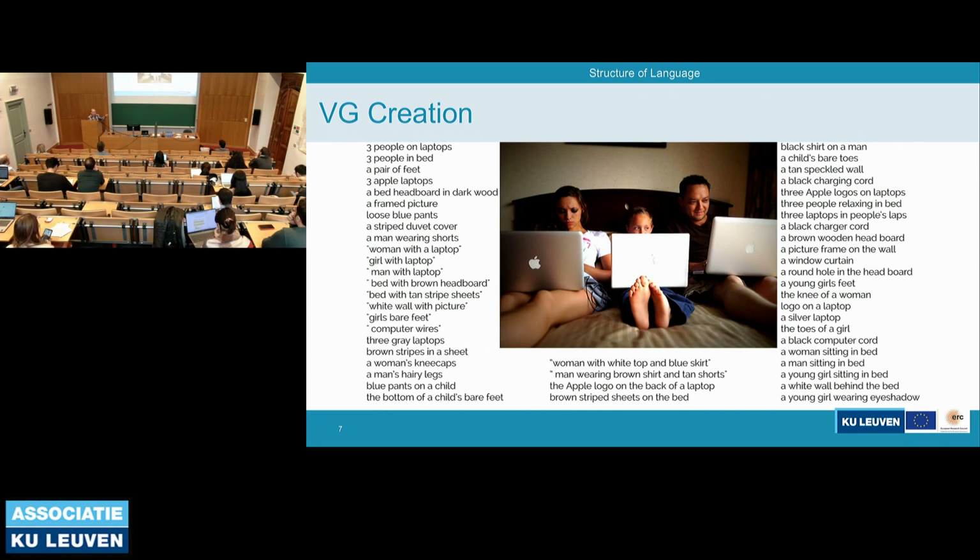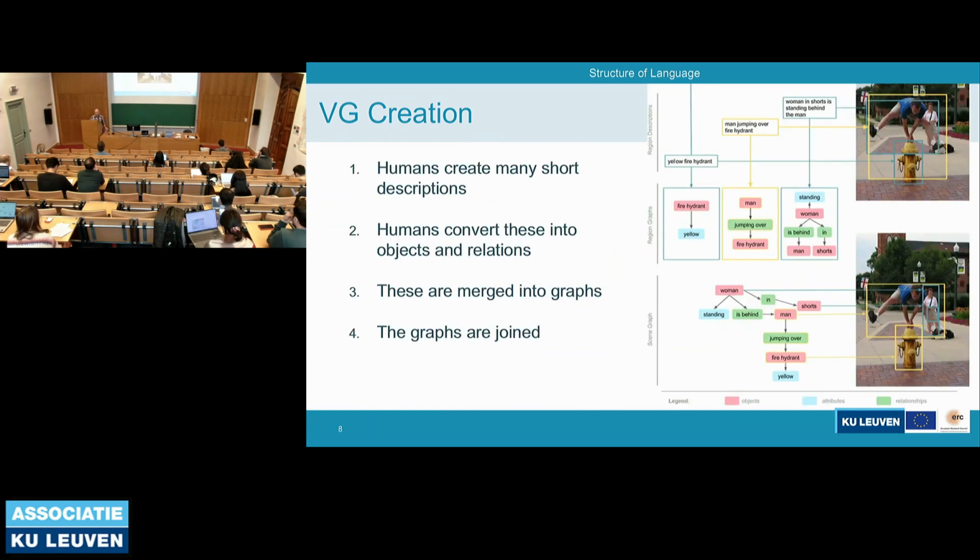And they did that by allowing humans to create many free-form sentences. And from these many sentences, they extracted all the objects and relations mentioned there to collect all these graph structures for the image. And they merged all those tiny graphs into one big one.